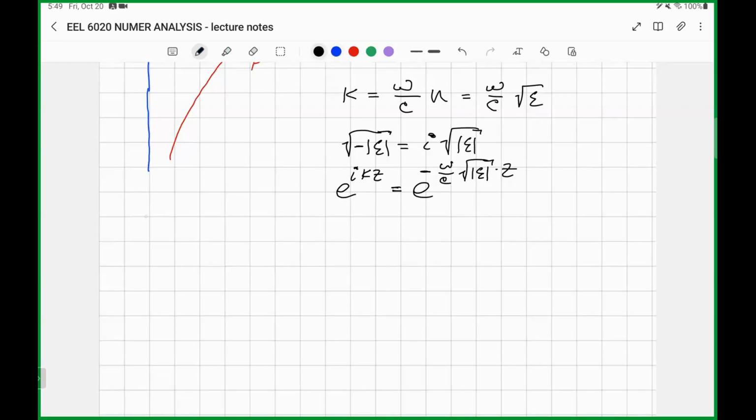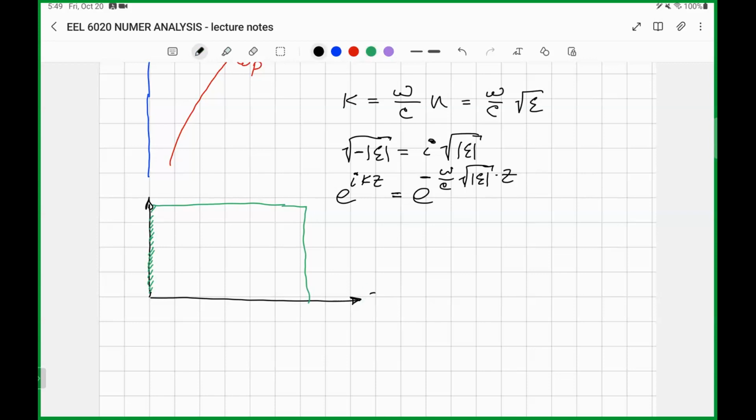Exponentially. Let me draw this, for example, as a sketch. So for example, I have a piece of metal like this, with the boundary here. This is the z coordinate, and so my wave is coming to this metal, and this solution basically means that the wave in the metal decays exponentially in amplitude like this. So this is exponential decay.